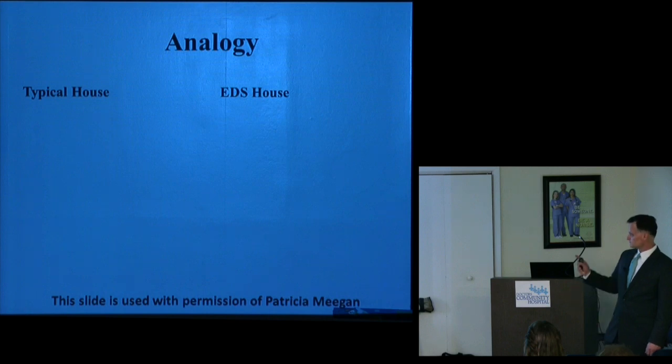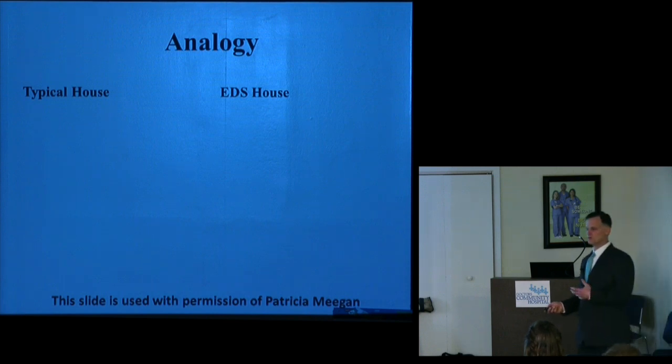All right. You're going to have a typical house on the left and an EDS house on the right, or a connective tissue disorder house on the right, or a craniocervical instability house, or a Chiari house on the right.